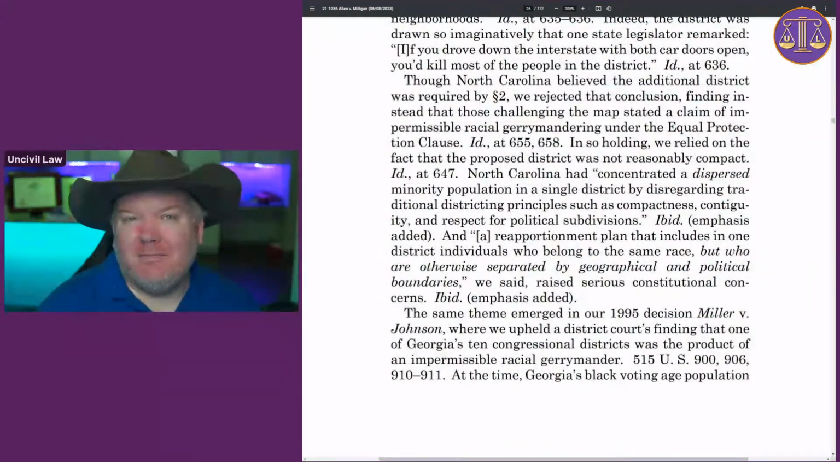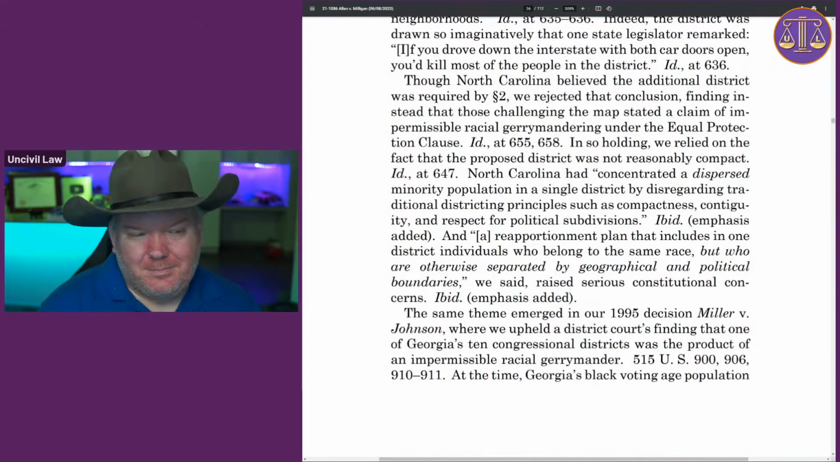Yeah, that's that. And is not reasonably compact. There's only so bizarre. We're going to let you make your shapes.